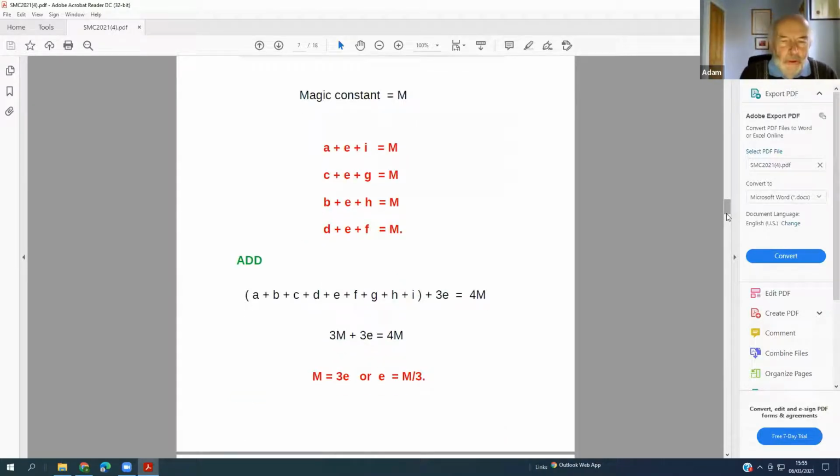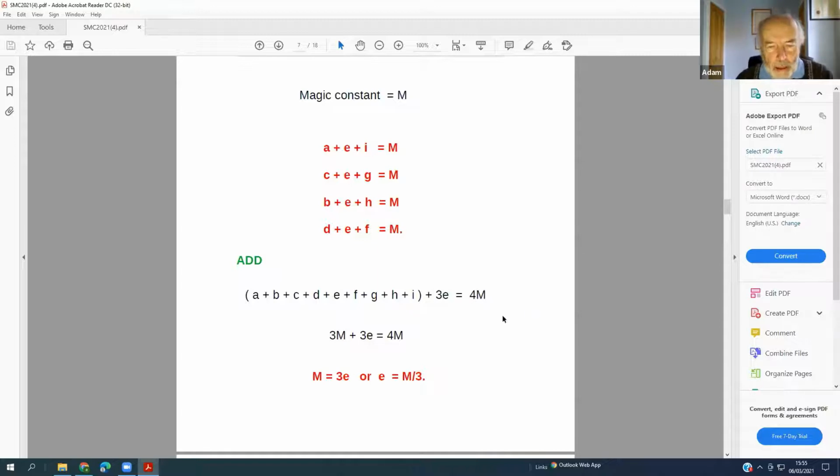We now find ourselves with 4 equations, and a common trick that crops up very often, for example, in competition problems, is to add the whole lot together. So if we add these 4 equations together, we obviously end up with 4M on the right-hand side. What's happening on the left? Well, you see, E appears 4 times, obviously, that's by design. But each of the other letters appears precisely once.